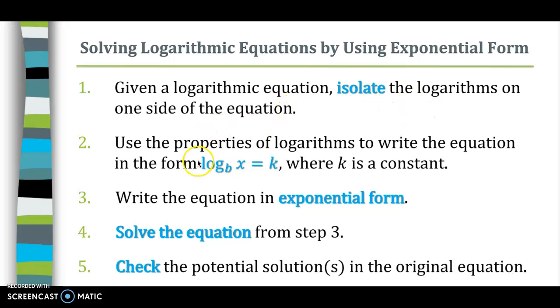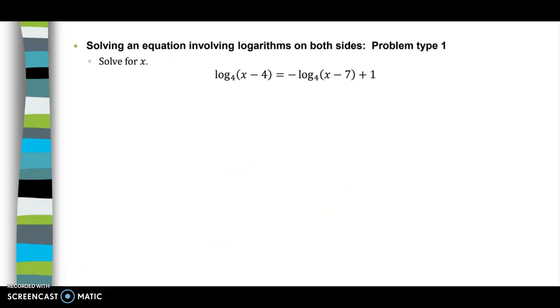And then step 2 is again to use the properties to write it with one log, and then to write it in exponential form. So let's go ahead and do those 3 steps. In order to get the logs on one side and all the constants on the other side, we're going to just add log base 4 of x minus 7 to both sides.